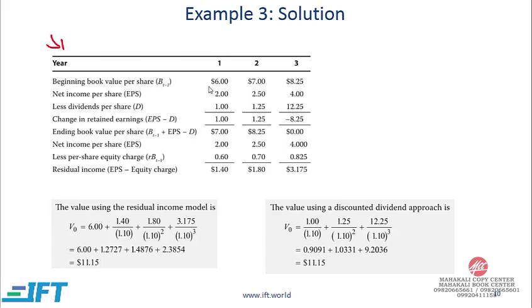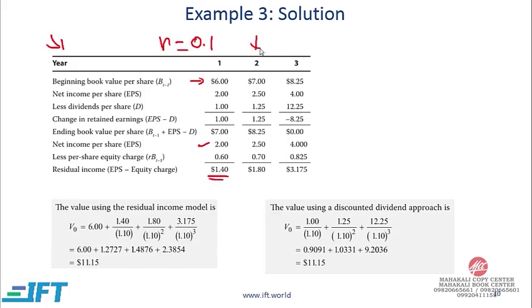You are given the beginning book value per share. You are given the net income for year 1. You are given the dividends for year 1. So the change in retained earnings is 2 minus 1, which is 1. Ending book value is 7. Net income per share is given. The equity charge is R times the initial book value, and that is 0.6. This is because your equity charge is 10%. This would be 10% of the book value at the start. So your residual income for year 1 is 1.4.